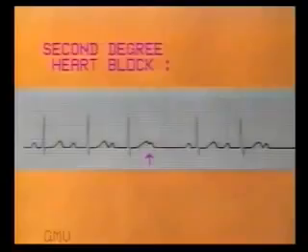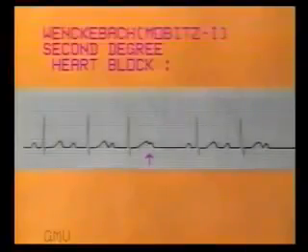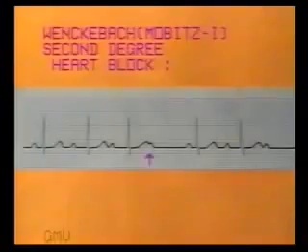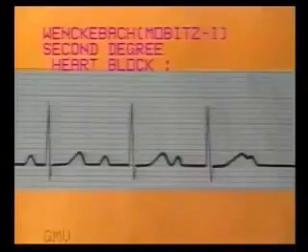Now let us see different types of second degree heart block. In this ECG, we see that some intermittent P waves are not conducted. So first we must see whether the PR interval is constant in all the beats or it varies from beat to beat. Here it varies from beat to beat. Now let us observe the pattern more closely.